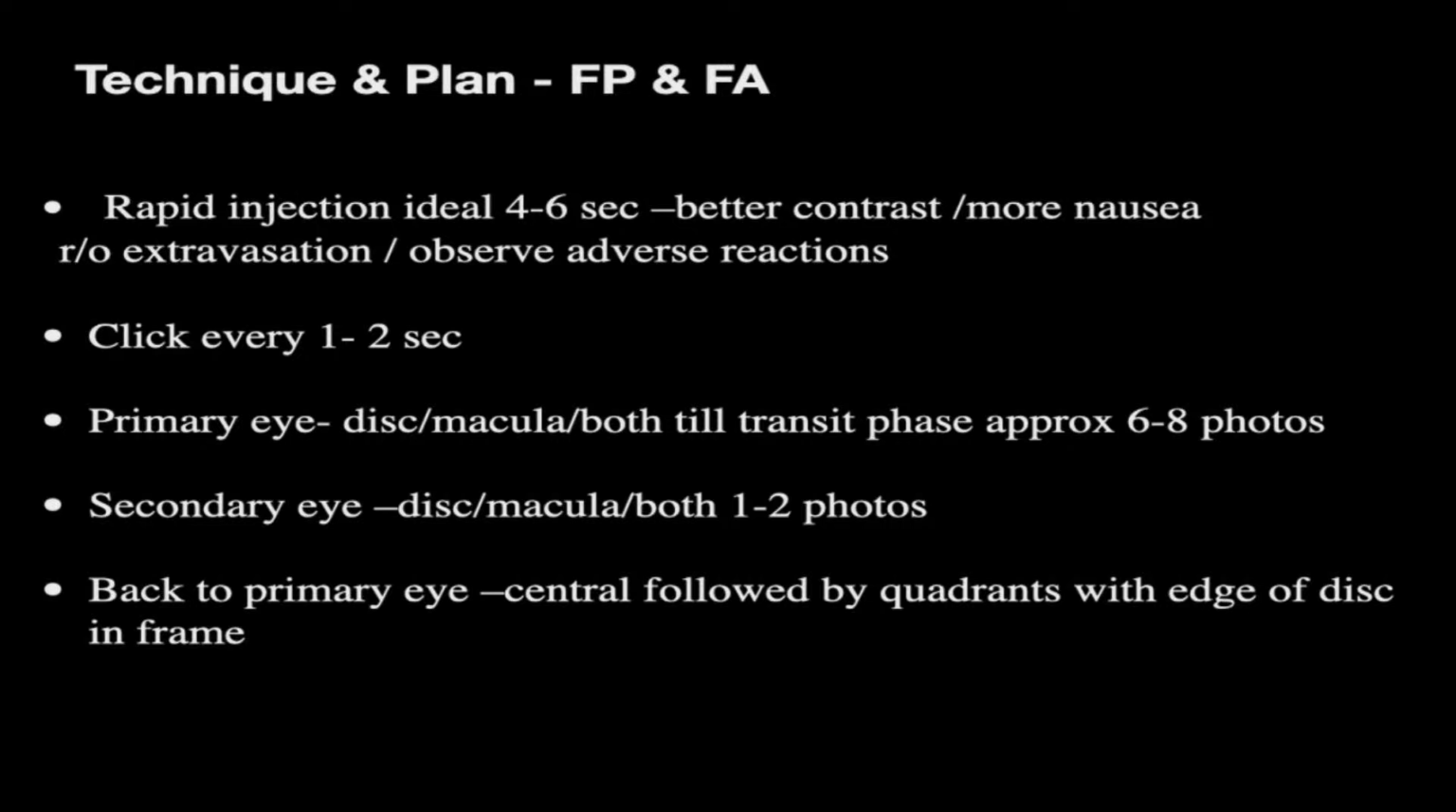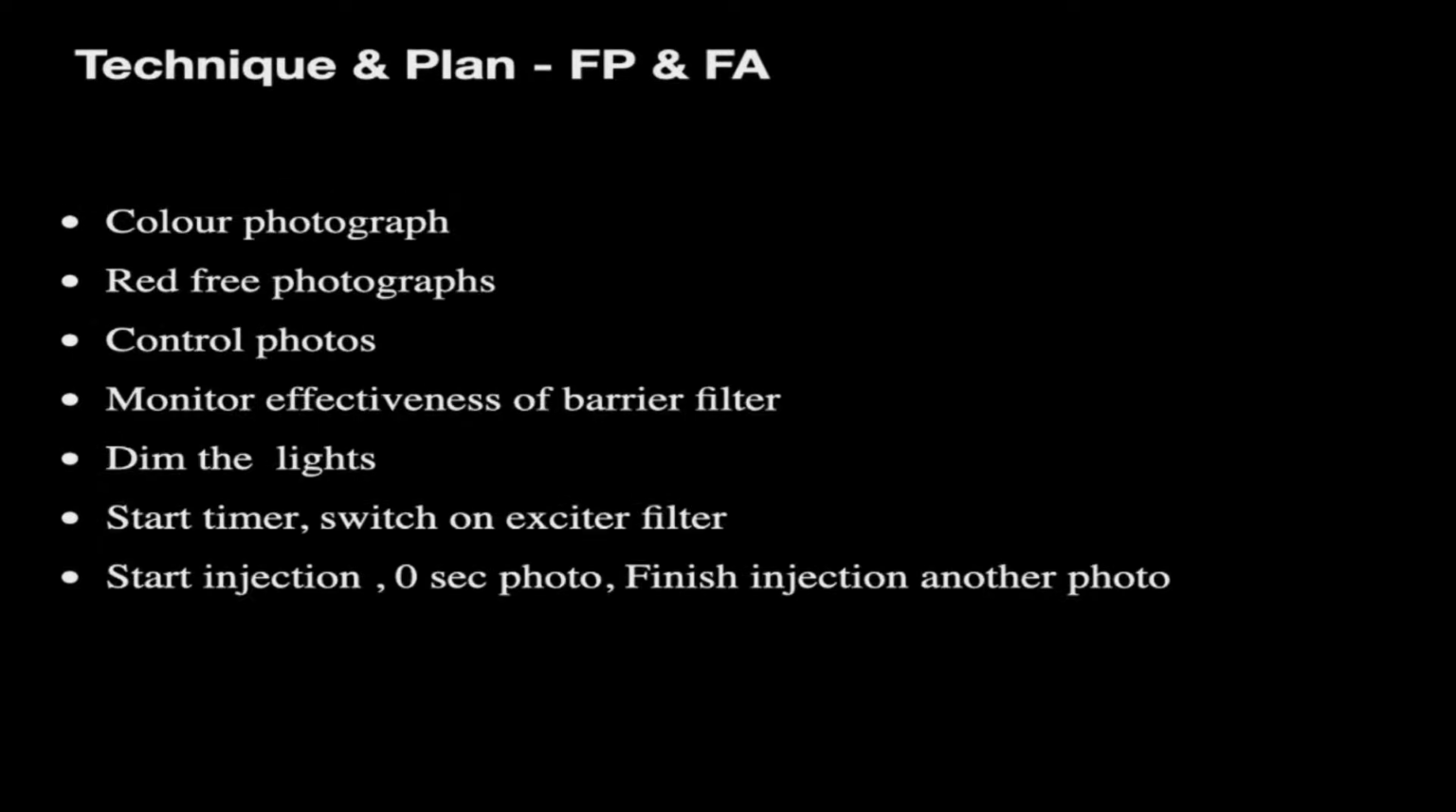Photographs are clicked every 1 or 2 seconds, and first the primary eye where the pathology is to be captured, that is, the disc and macula, 6 to 8 photos, and then moving on to the secondary eye. Then going on to the rest of the quadrants. Besides a color photograph, you also want to get red-free photographs, control photographs.